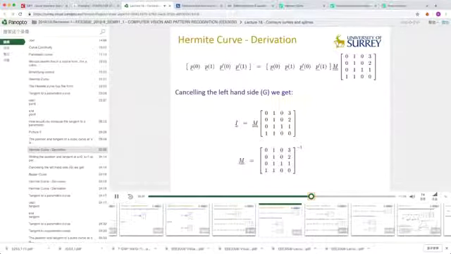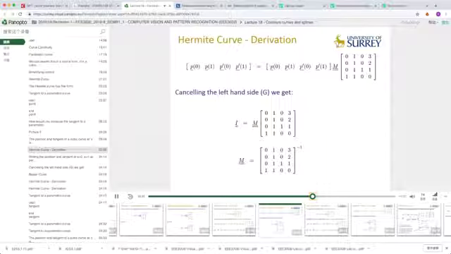So what is the inverse of that matrix? MATLAB has the handy inv function. It tells us that it is exactly that matrix that I told you was the Hermite blending matrix. Yeah? So that's how we derive the Hermite blending matrix. Yeah? So this is a fixed matrix.